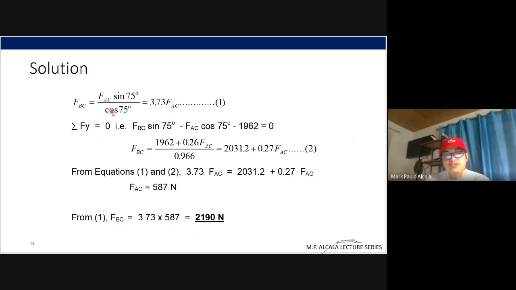So for the summing of forces along the x-axis, FAC sine 75 degrees over cosine 75 degrees. And we will get now FAC is equal to 587 Newton. And then solving further, we will have FBC equal to 3.73 multiplied by 587.